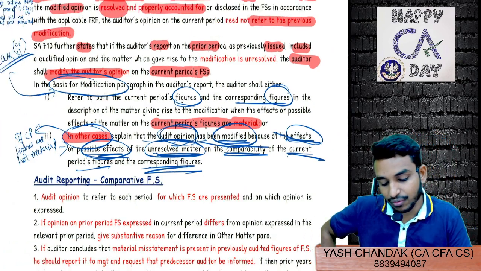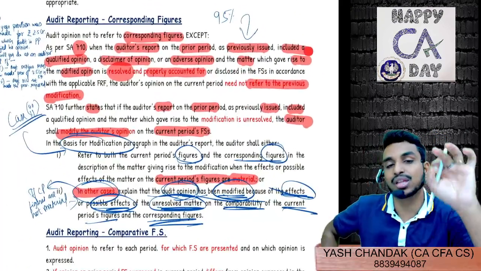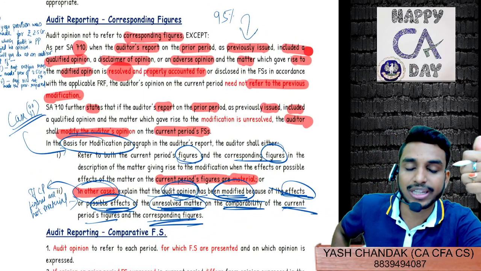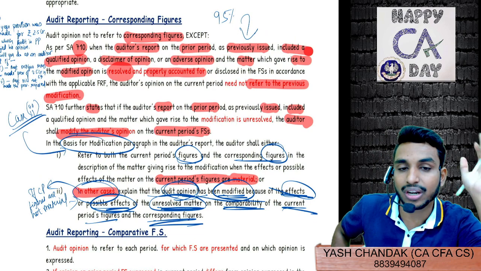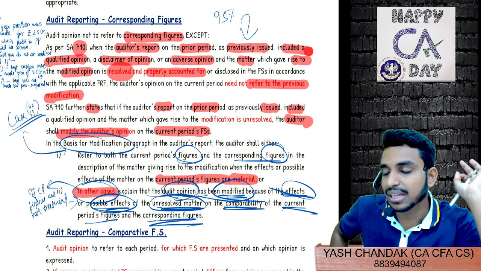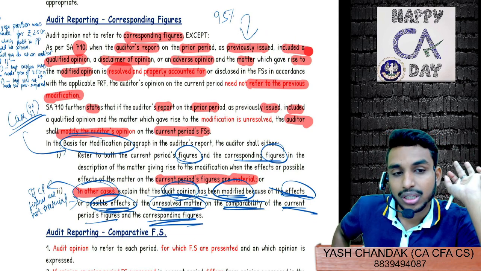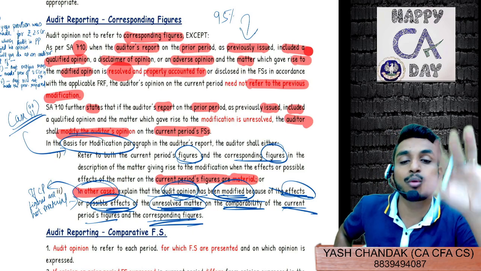Have you got all the points? See, it is very easy. First point: the matter is resolved, so you need not refer to the prior period modification. The second para deals with what? The matter is still not resolved. Then you will give what? In the current period, you will modify.